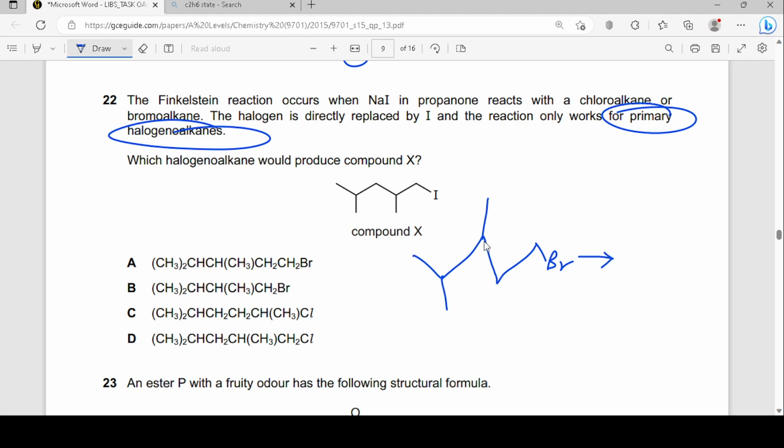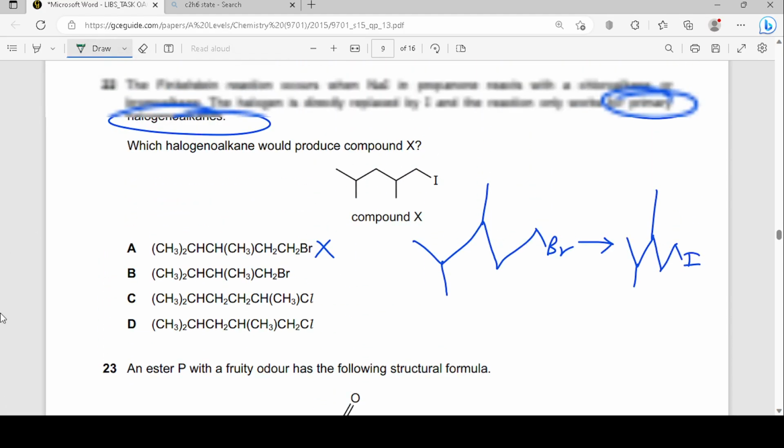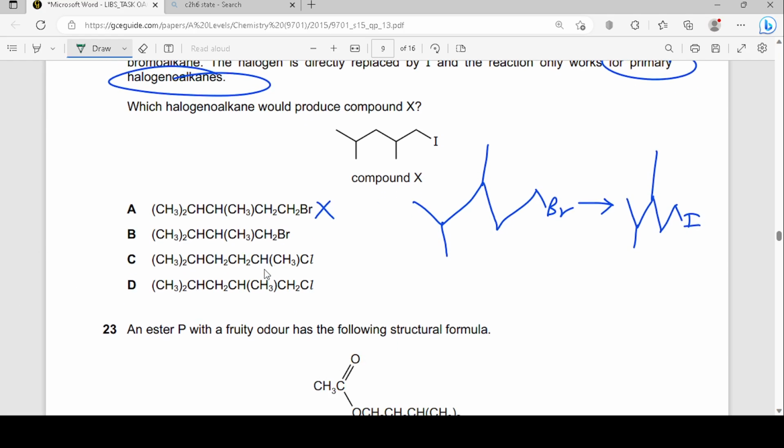So 1, 2, 3, 4, 5 carbon atoms in the main chain, and then I, and then 1, 2. So does that match with compound X? It does not. So A seems to be wrong. Okay, I'll use another color. I don't know if I have space to draw all four of them together, but I'll try. Hopefully I didn't make a mistake in making this molecule.